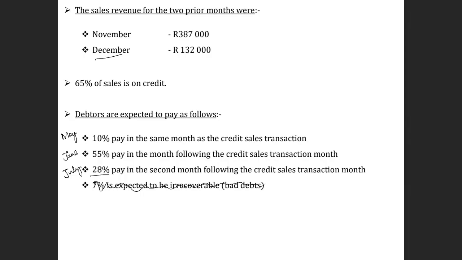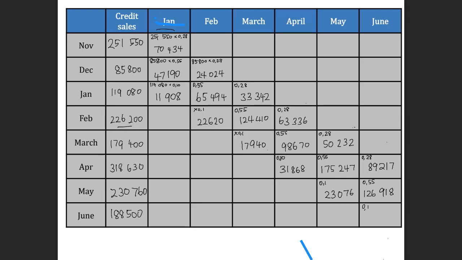And then for June itself, it's only the 10% because the 55% would be in the next month, which is July, and the next one would be August. So that is not part of our schedule. We are stopping with the schedule for the month of August. So that would be your last figure. So here it is 18,850, and that is your debtors schedule.